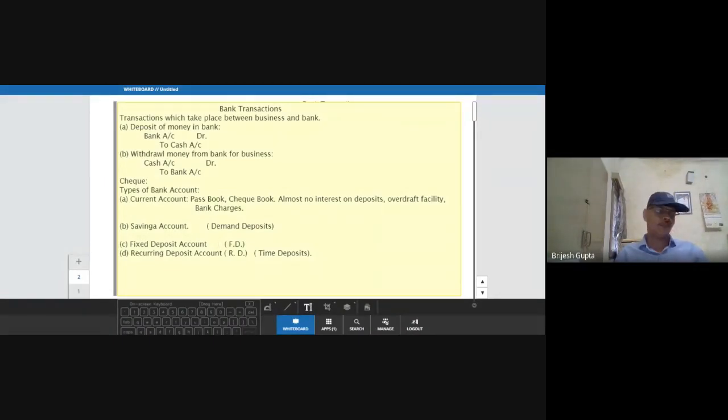Then you have to deposit some minimum amount according to the nature of the account. I think in a current account the minimum amount is 500. In a savings account the minimum amount is 1000. So that minimum amount we have to deposit. And nowadays the bank also asks for a copy of your Aadhaar card whenever you open the account in the bank. They also ask for a copy of your PAN card.